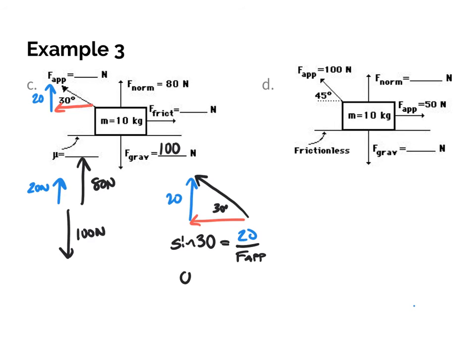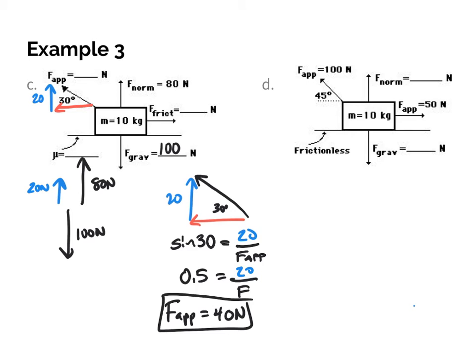So sine of 30, again, when you punch that into a calculator, is going to give you 0.5, or a half. So I want to know 20 divided by what number, I'll just write this as F, would give me 0.5. So I know just based off of that my applied force should equal 40 newtons. So right there I can automatically determine my applied force by using my trig ratios.